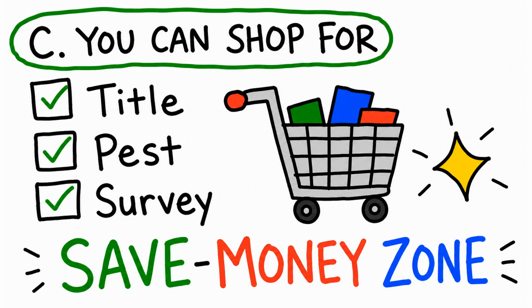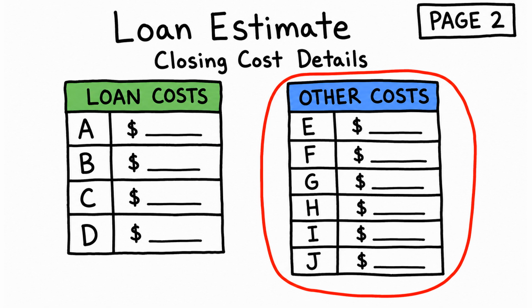This is your save money zone. You're allowed to shop Section C and pick your own providers. Section D adds those up into your total loan costs. The bottom half is other costs. Section E is taxes and government fees, like recording fees and, in many states, transfer taxes.